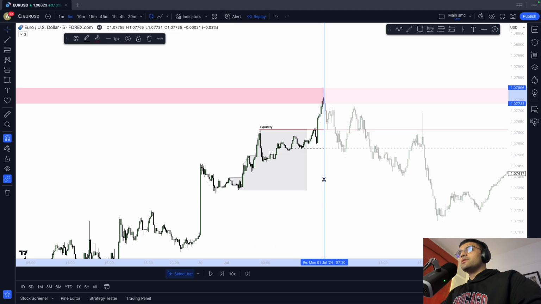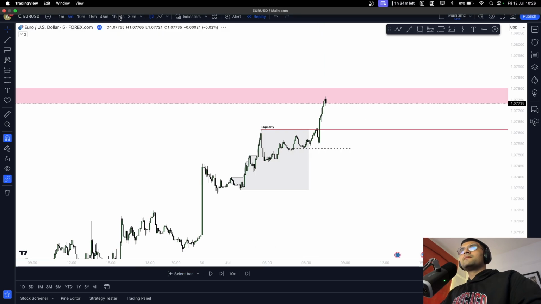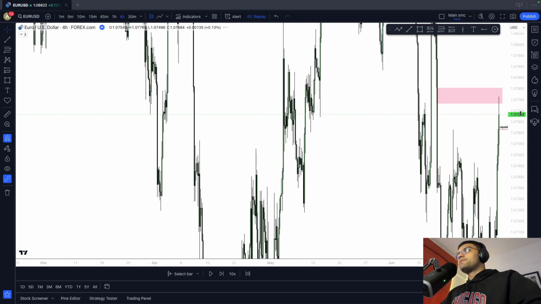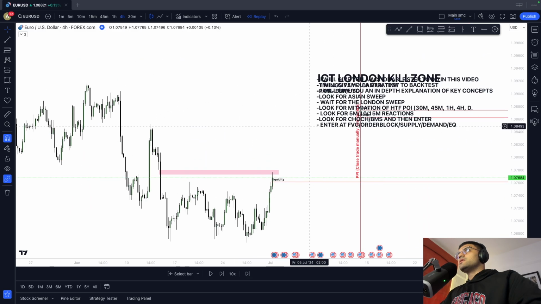So I'm going to go to this trade on the 1st of July. And what do we see here? 4 hour, clearly bearish. Let me just delete all of this.